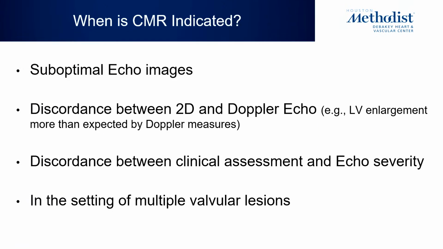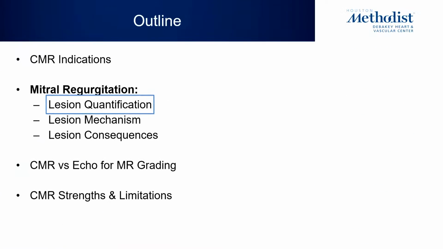So we usually order MRI when the image quality is not good, when there's some discordance between the echo Doppler volumetric measurements, when you see something on echo but the patient is symptomatic, you're not very sure, or in case you have multiple lesions, essentially mostly when you have MR and AR. So you want to assess each lesion, how much is contributing to the regurgitation, and then which one you want to target first. So lesion quantification.